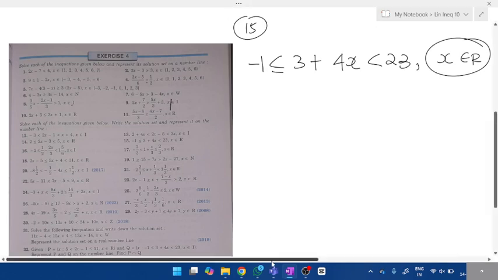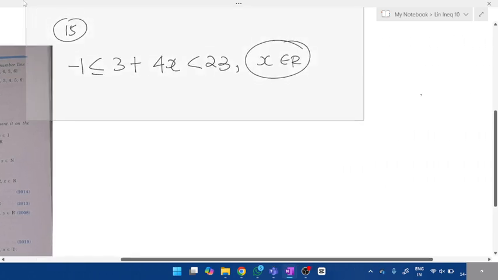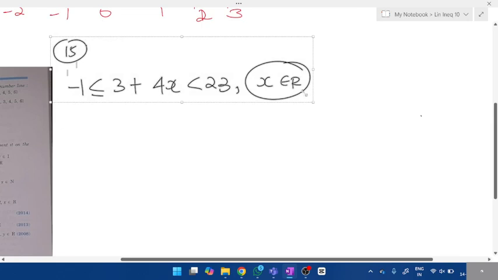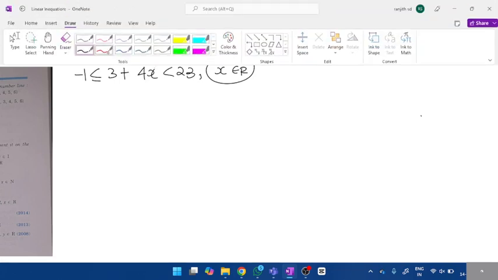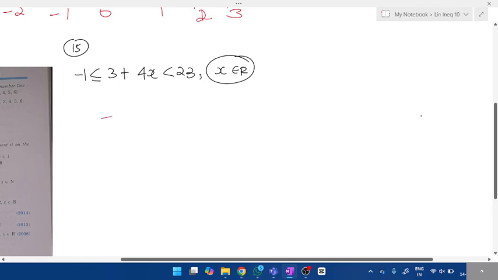Okay, Joanna, can you explain this? How many questions are given here? How many inequality signs? So two inequalities. So how do you split this? Tell me those two questions. Minus 1 is less than equal to 3 plus 4x. Until the next inequality sign is one question. Next, what's the second question? How will you frame the second question?